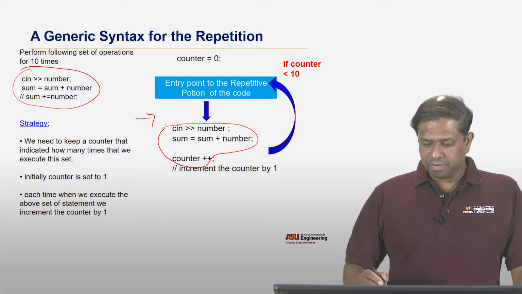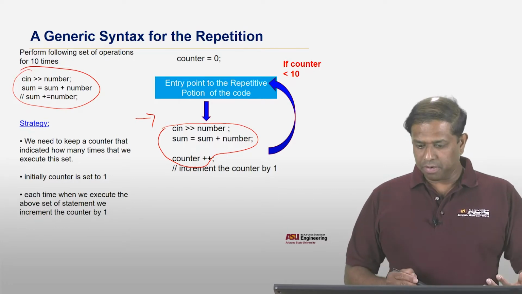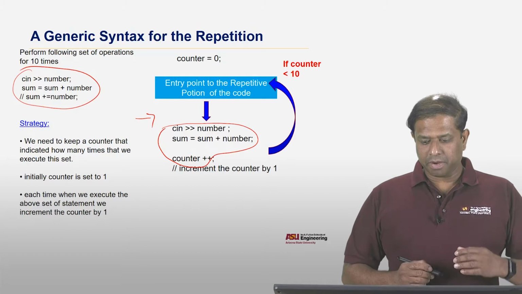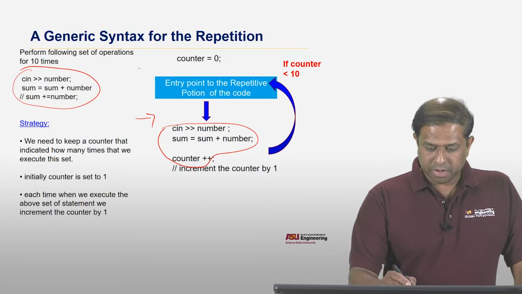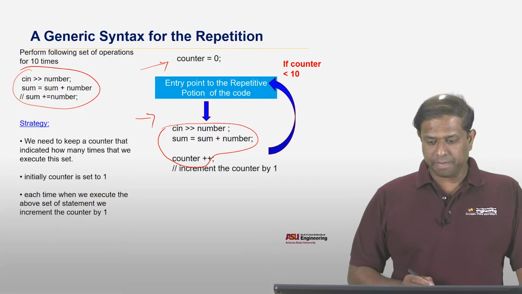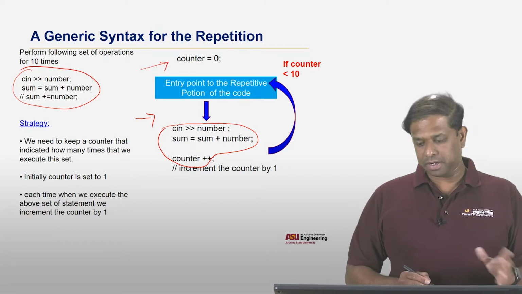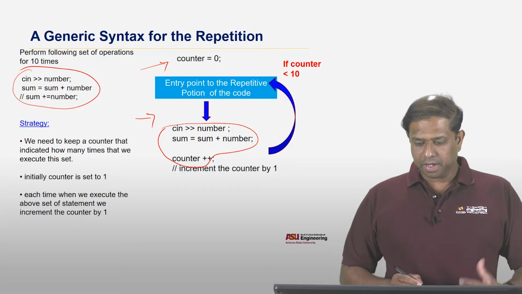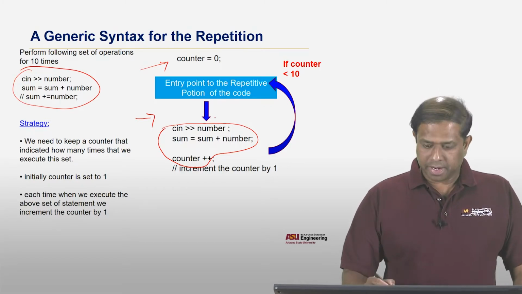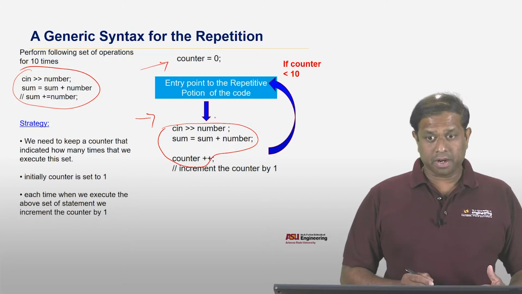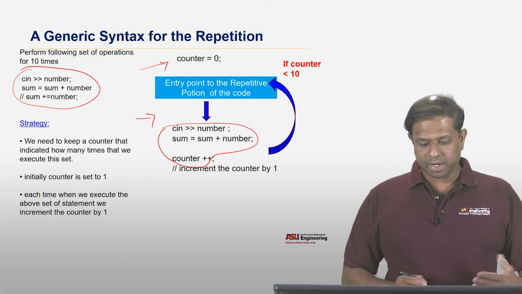And then we can have some sort of a counter to figure out whether we have reached the upper limit or not. Initially, we are going to keep this counter at 0. That means that we have not read the first number. Okay, and then what we can do is have some sort of a gate in here, so that gate is going to figure out whether we have read 10 numbers or not.